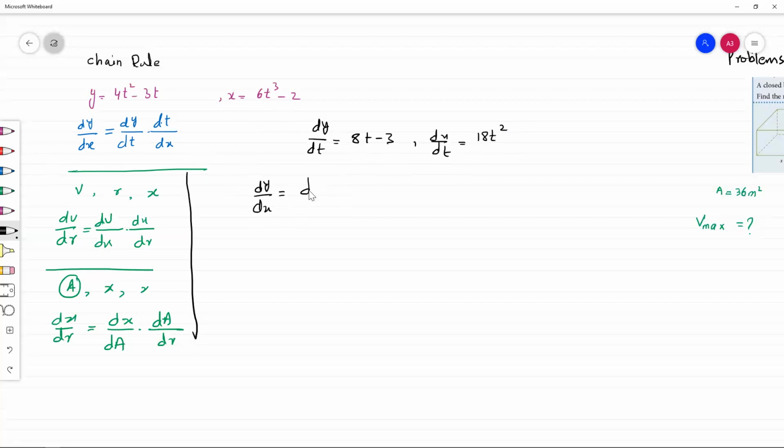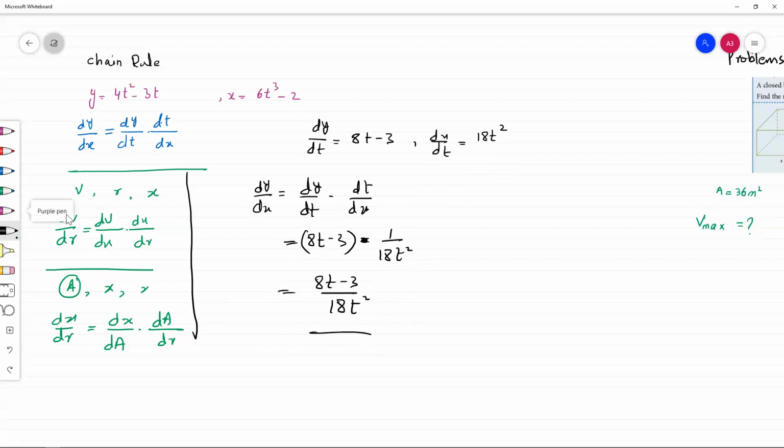First write the chain rule: dy over dt times dt over dx. dy over dt is 8t minus 3, while dx over dt is known and we need dt over dx, so simply invert or reciprocate it, times 1 over 18t squared. So this becomes 8t minus 3 over 18t squared. I hope you get how to write a chain rule to connect more than two functions. We also use the chain rule for three variables. We will discuss it later.